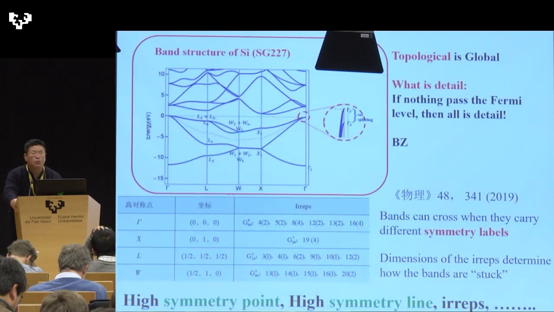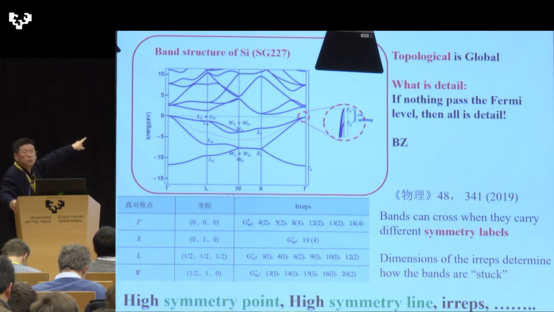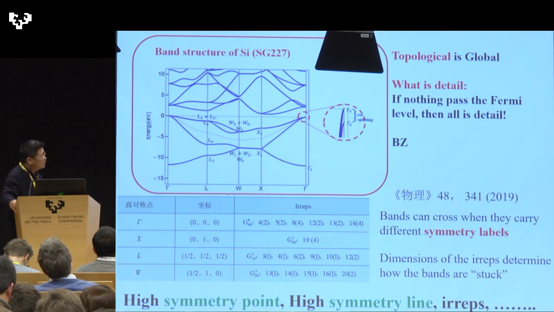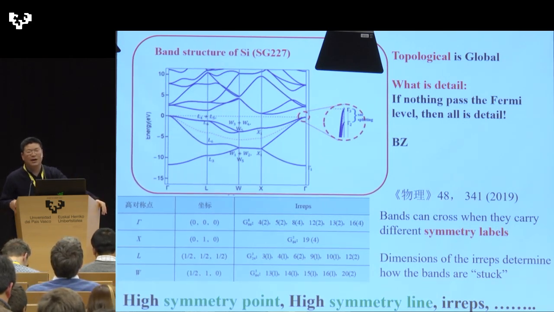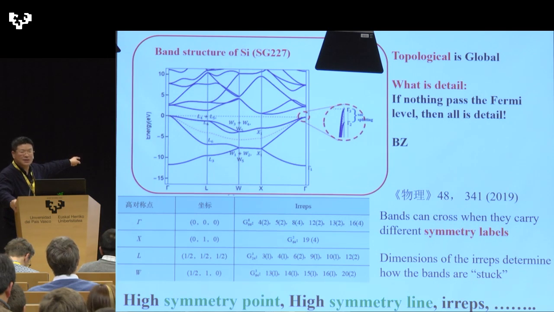So number one is the band structure of silicon. That's the band structure of silicon, and the space group is 227. That's the silicon band structure. And then usually people ask, Xiangang, which code are you using? VASP or WIEN2k or SIESTA? And which LDA, GGA? But those are all details.